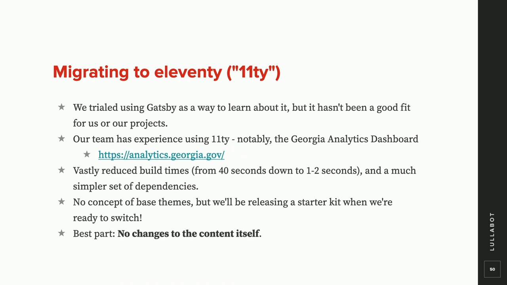Notably, if you go to analytics.georgia.gov, that's an 11ty site that takes a bunch of data about all of their agencies and surfaces it in a public way. It's pretty neat. Our unreleased version of this in 11ty brings the build times down from like 40 seconds for 40 pages, absolutely atrocious, to 1 to 2 seconds. But there's no concept of base themes. And so we will be releasing a starter kit in 11ty if you would like to use this.